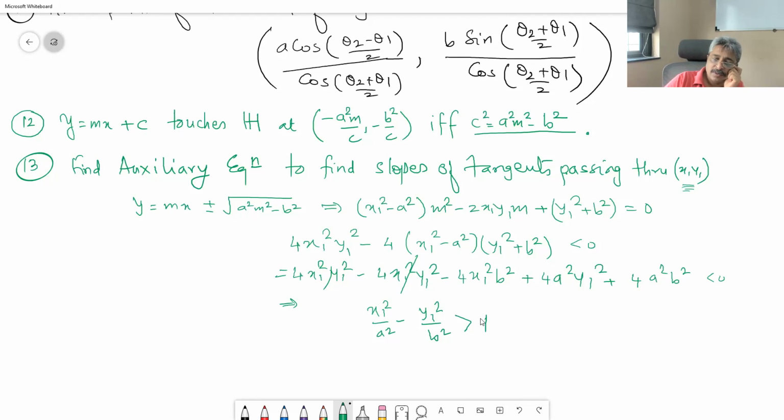Yes or no? Equal to 1 is a point on the hyperbola. If LHS is greater than 1, because I am taking this term to the RHS, and this term also to the RHS, and then dividing by a square b square, therefore this. So in this case, your delta is less than 0 and we get imaginary tangents.